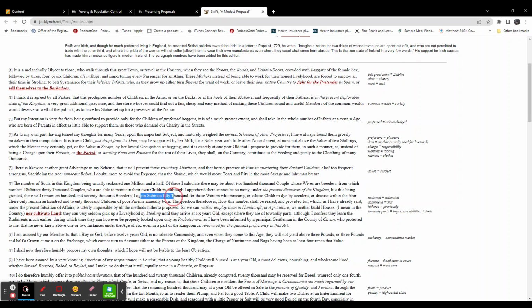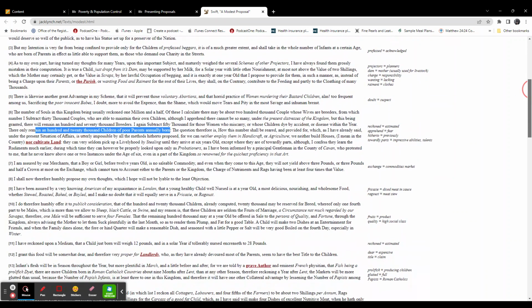I again subtract 50,000 for those women who miscarry. So they're not going to be part of the computation of children that we eat, or helpless infants that we eat, or those whose children die by accident or disease within a year. There only remain 120,000 children of poor parents annually born. That's what we're going to work from. That's the number. After all of the computation and all of the rationale for it, prior to this sentence here, we're going to work with 120,000 of poor parents annually born.